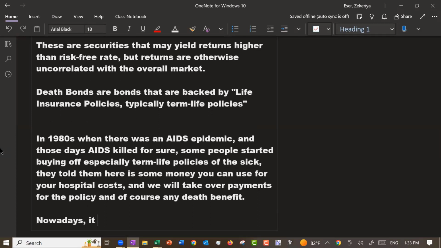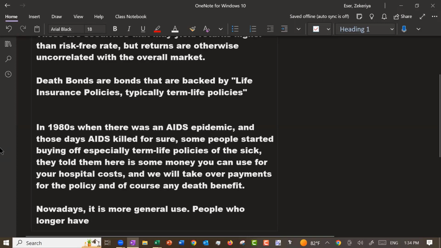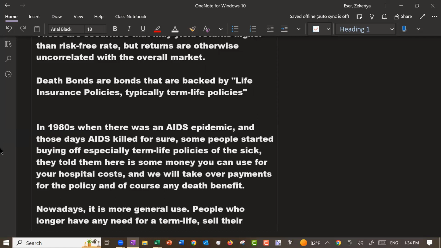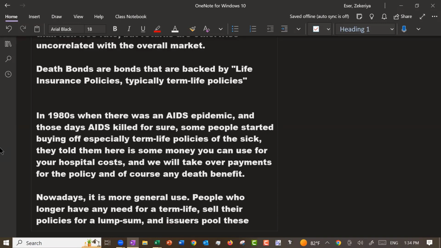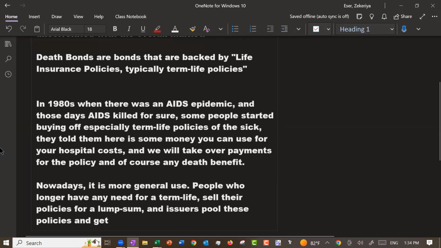Nowadays, it is more general use. People who no longer have any need for a term life policy sell their policies for a lump sum, and issuers pull these policies and sell them to the general public.